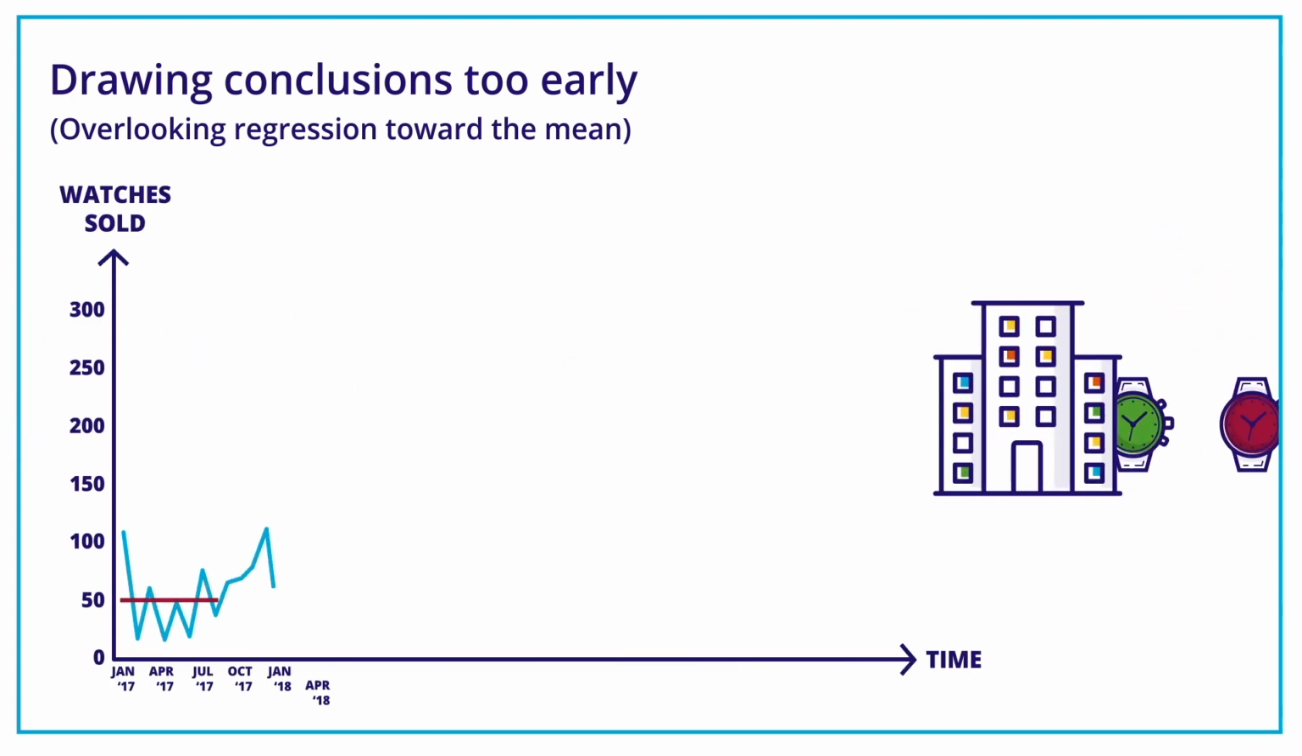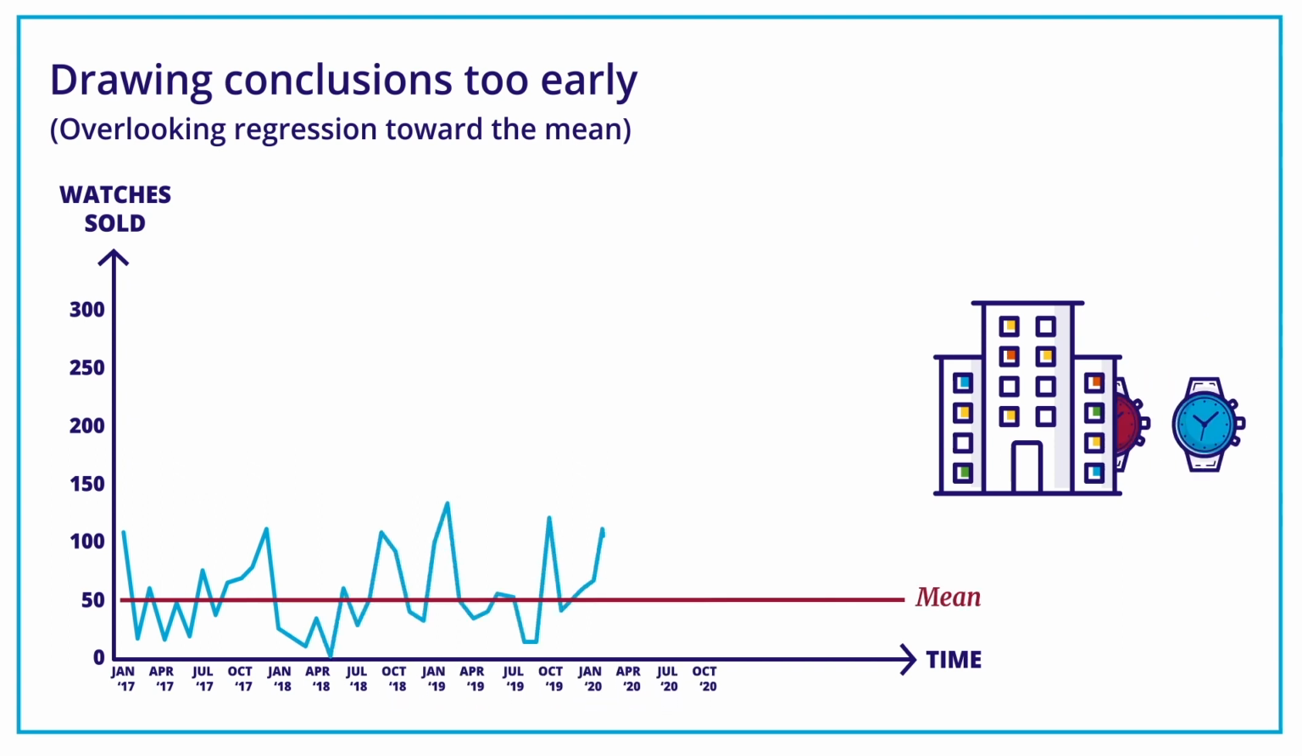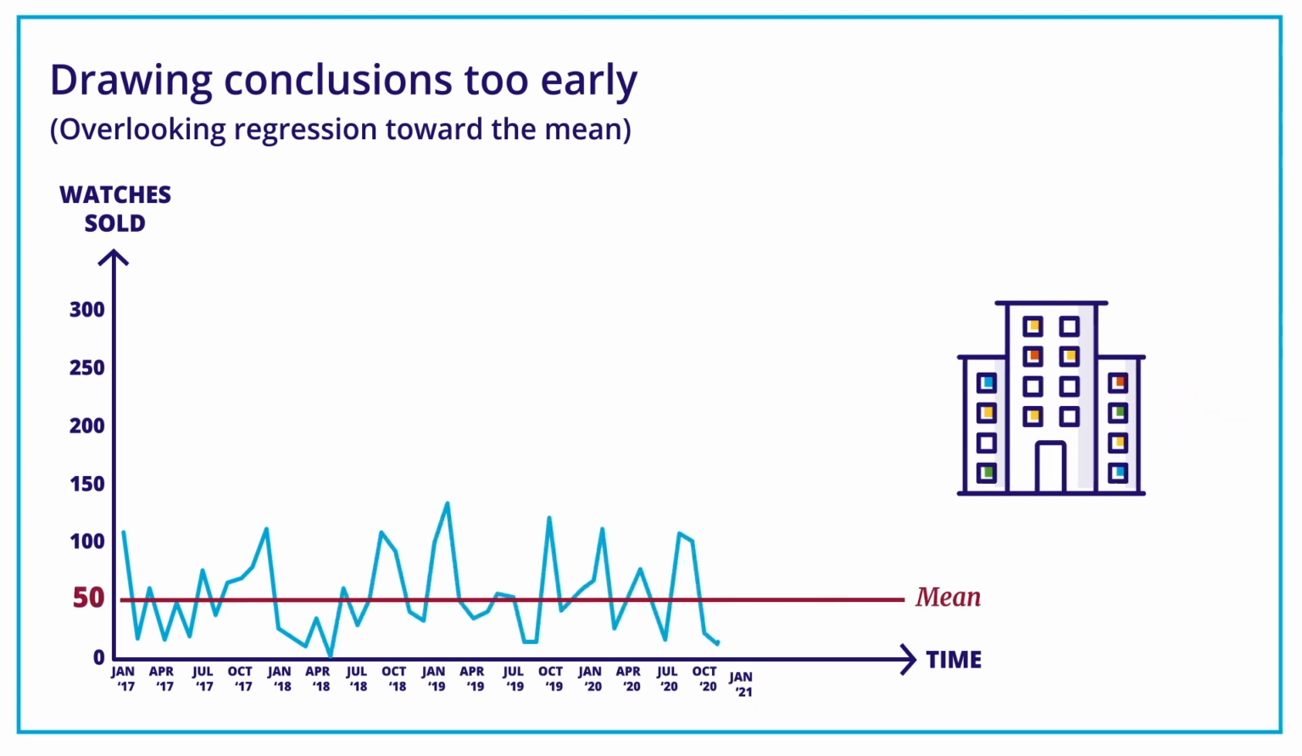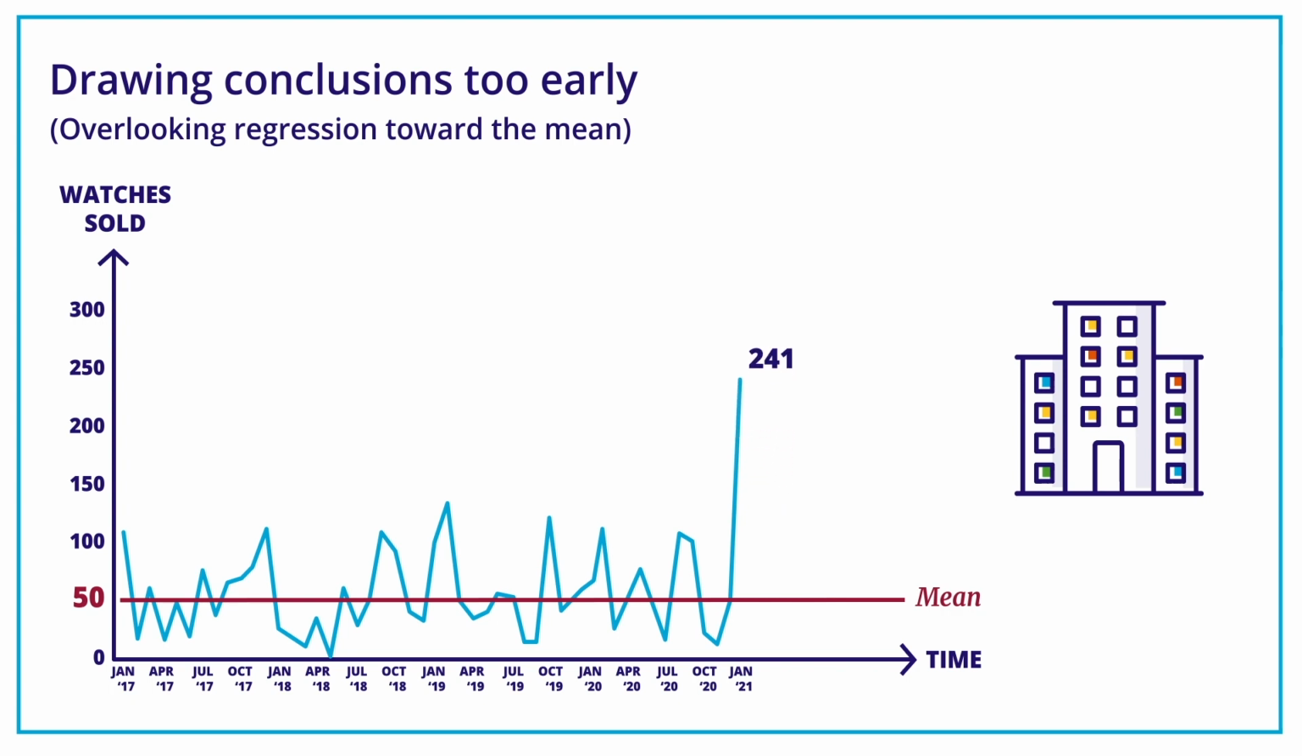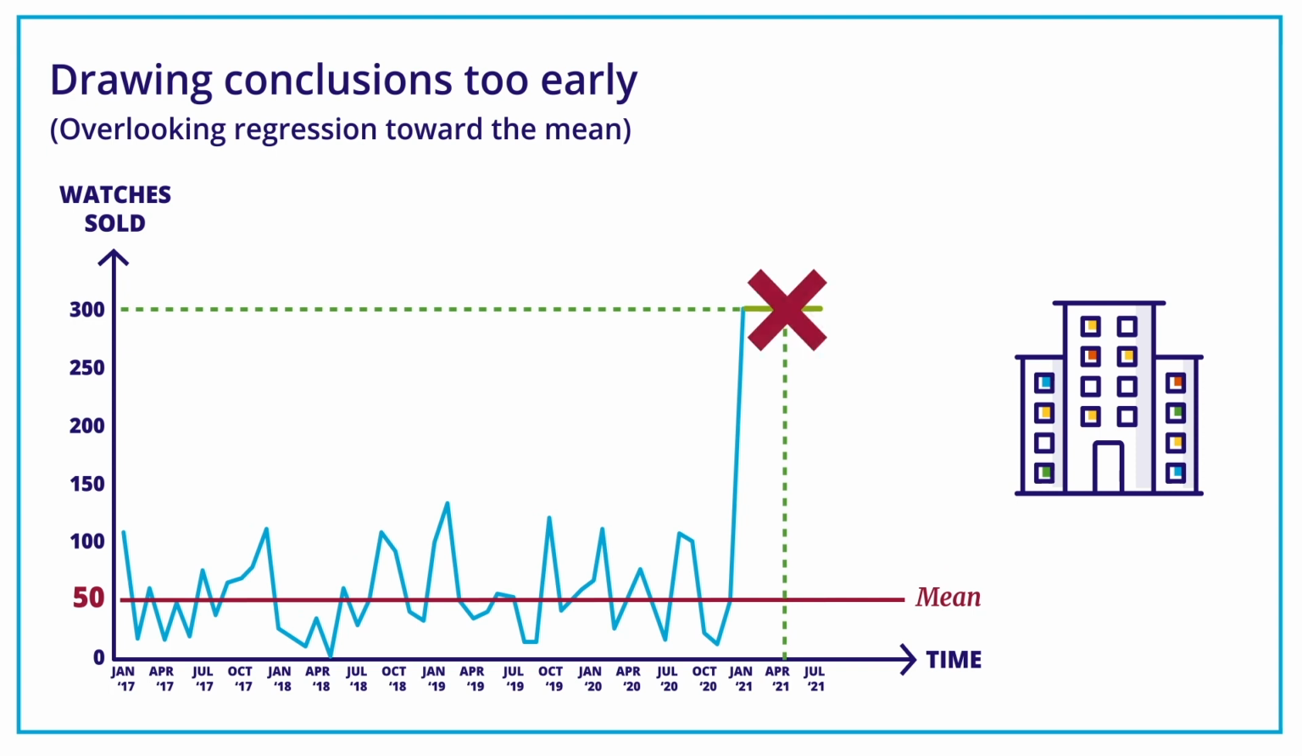Over the past 4 years, the seller has sold an average of 50 watches per month. In January, they sell 300 watches. This leads them to conclude that an inventory of 300 additional luxury watches will be needed for the coming month. What the seller failed to recognize is the regression toward the mean phenomenon. This huge spike in sales will most likely be followed by a month closer to the mean value.